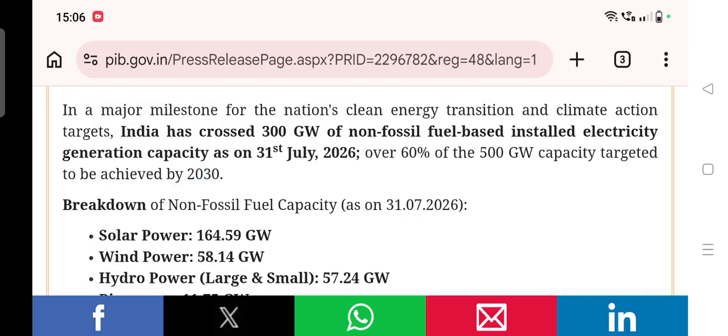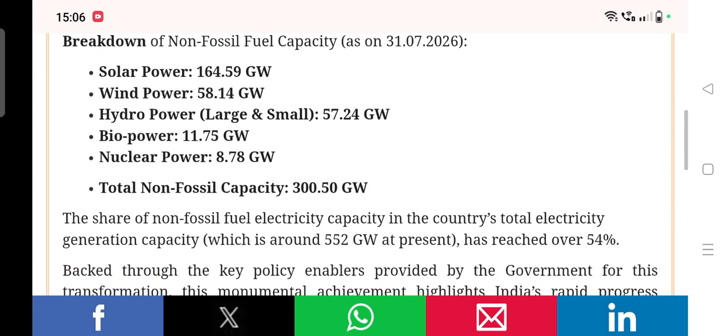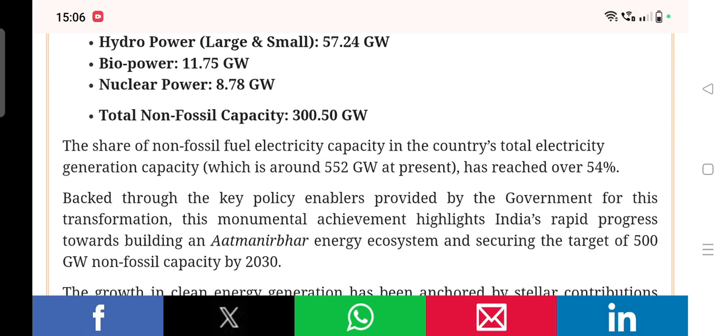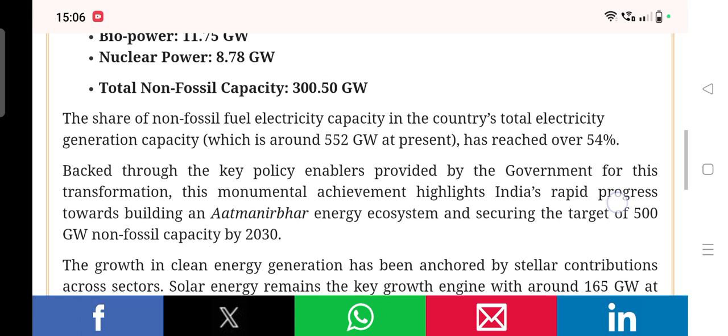And over 60% of that target is already achieved. That is another important question. And another important question we can expect is, as of now, the share of non-fossil fuel electricity capacity in the country's total electricity capacity is 54%. That is an important milestone achievement. That means more than 50% is from non-fossil fuel. That is clean energy.